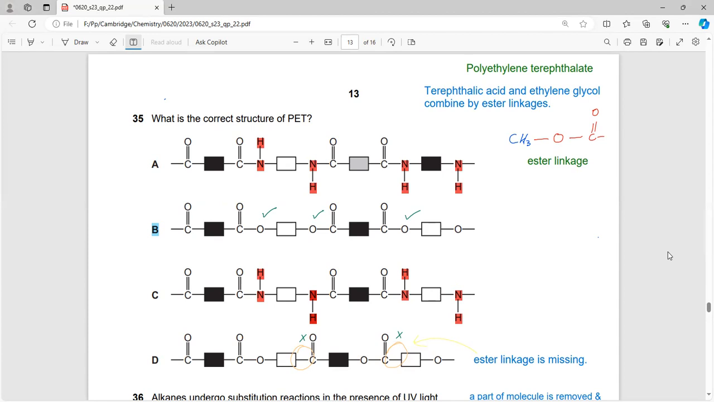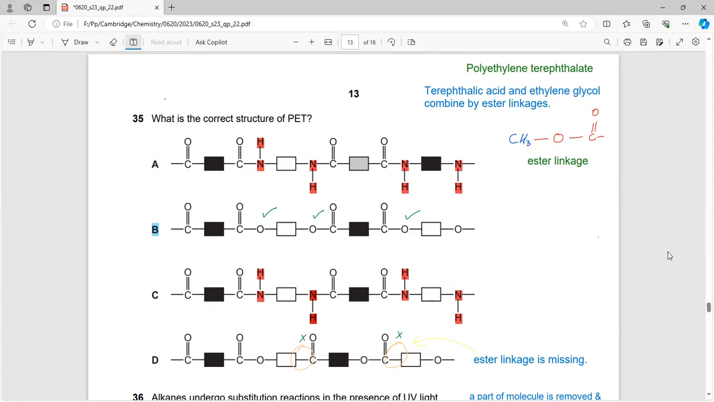They combine by the esterification reaction, so an ester bond forms between these two subunits. This ester bond means oxygen has an alkyl group on one side and a carboxyl group on the other, making the ester linkage. So we can see what the correct molecular structure of PET is.